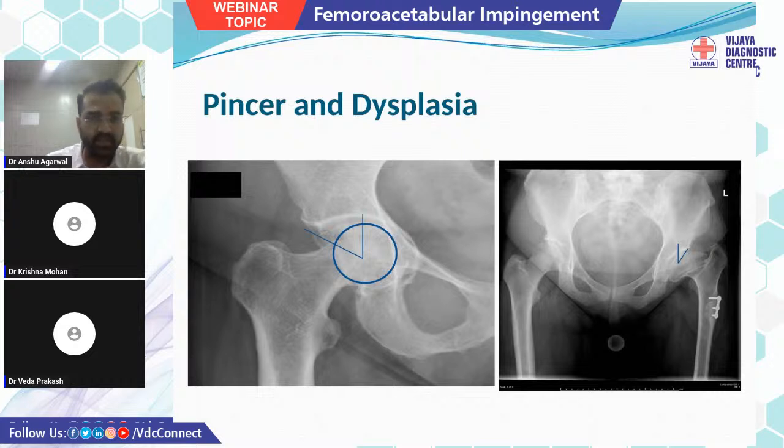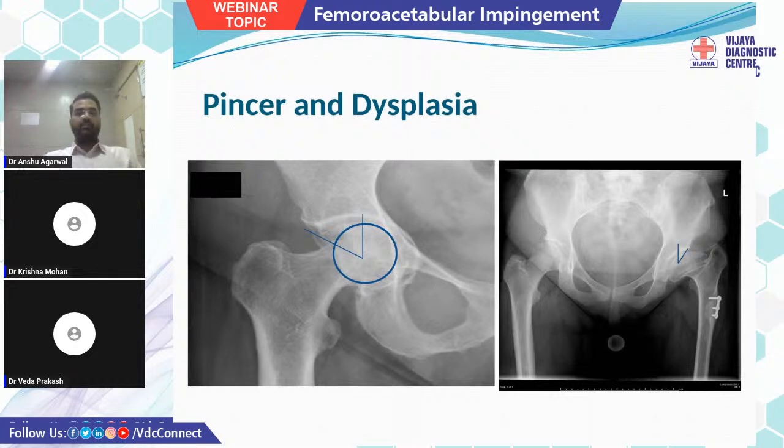Next, we come to pincer and dysplasia. So what is pincer? As we have already seen, pincer deformity is basically overcoverage of the acetabulum. Now, how do we measure pincer deformity? We take a best fit circle in the head of the femur, and we use the lateral center edge angle method, in which we draw a straight line along the head of the femur, and then we draw another line which collides with the anterior part of the acetabulum.